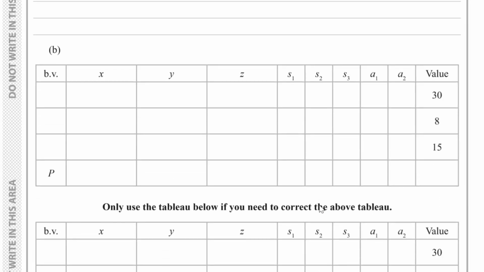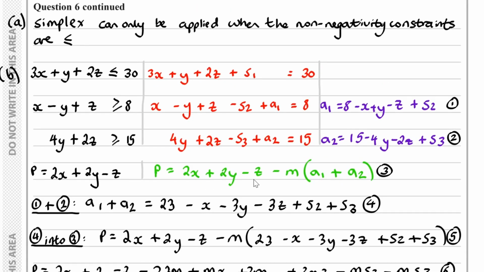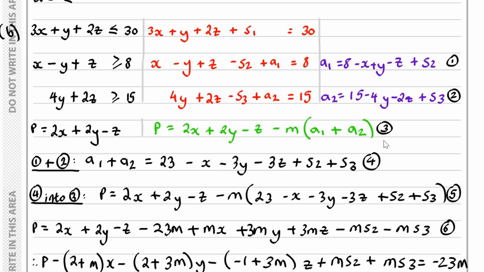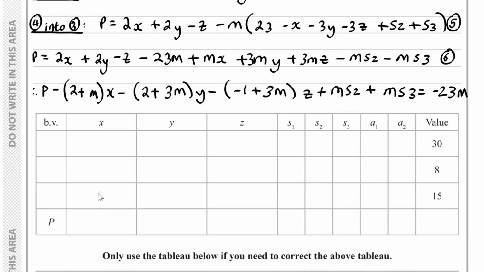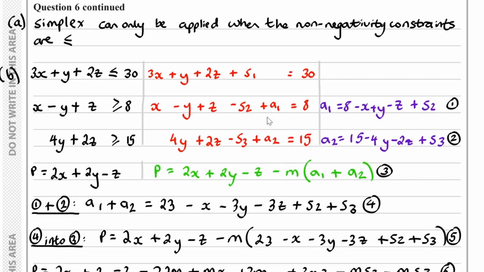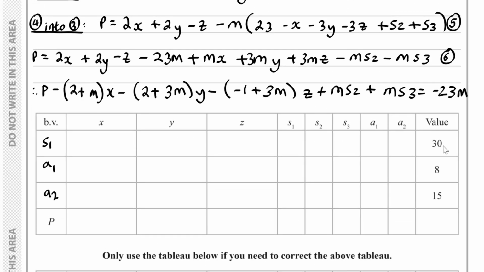Okay, so we'll do that now. Okay, so looking at this equation in red and the two equations in blue over here, and then this bottom equation here, we can therefore conclude that we have this table over here. We can fill everything in. For the basic variables, we have S1, A1 and A2. Okay, and the way we look at this is, for this equation we have 3, 1, 2, 1 and then 30. Okay, that's filled in nicely for us.